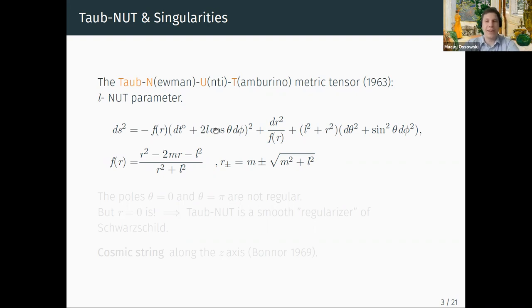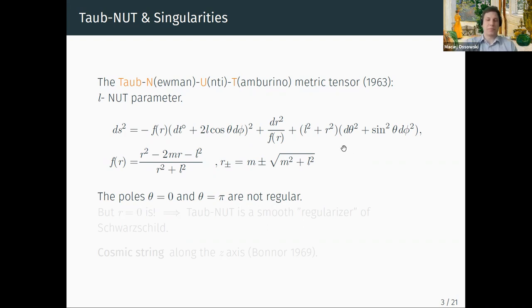So it doesn't vanish sufficiently fast. In fact, it doesn't vanish at all, and takes values of 1 and minus 1 at the poles. So here we have another kind of singularity, making the poles not regular points in the sense that the metric isn't even defined there, or a priori isn't even defined as we take a look at this metric tensor.